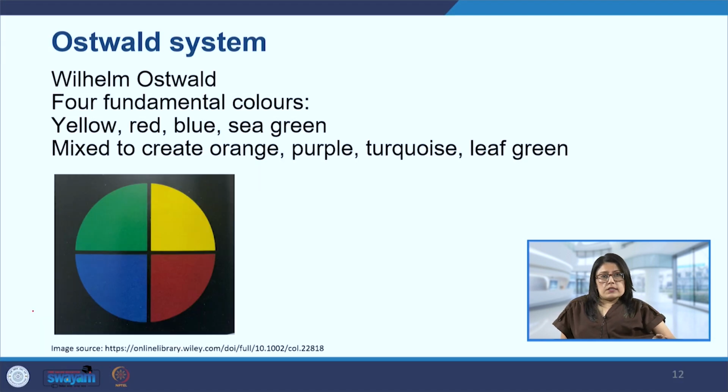Now the Ostwald system, which was designed by Wilhelm Ostwald, had 4 fundamental colors. It was similar to what Munsell had come up with. However, there were a few differences. Here there were 4 colors or 4 hues: yellow, red, blue and sea green. He used these 4 colors to come up with the rest of the colors like orange, purple, turquoise and leaf green. So this system was a little bit rigid as compared to the Munsell system.